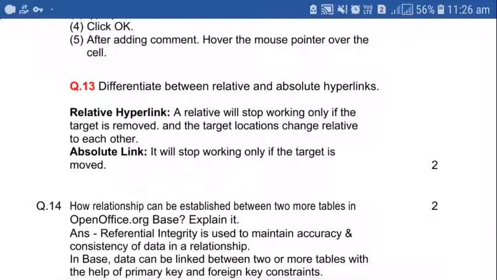Now the next question is differentiate between relative and absolute hyperlinks. A relative hyperlink will stop working only if the target is removed and the target locations change relative to each other, whereas an absolute link will stop working only if the target is moved. So this is the basic difference.